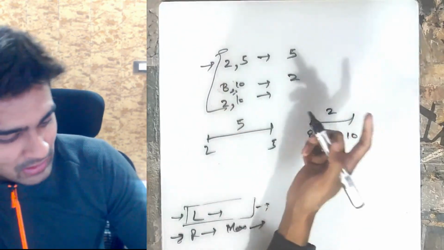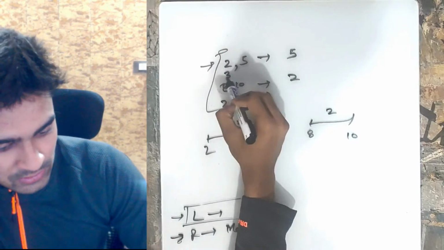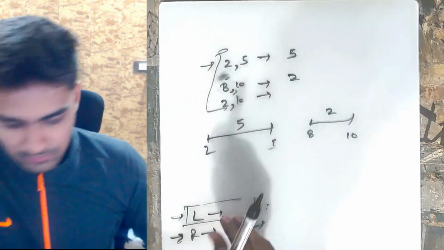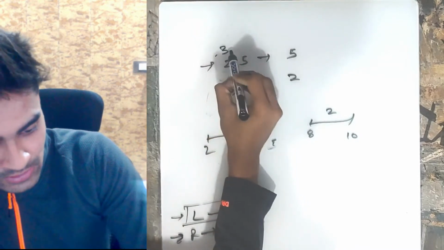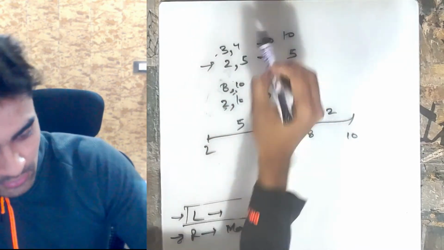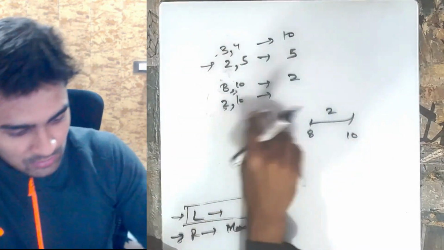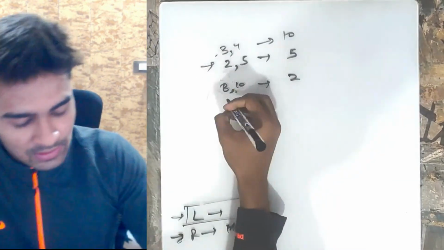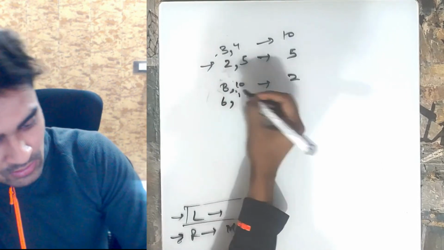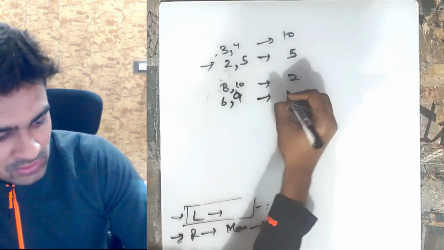Okay, let's add some more intervals as well. Let's say we had a few more intervals, 3 to 4 with the cost of 10. And we had an interval, let's say 6 to 9 with the cost of 8.